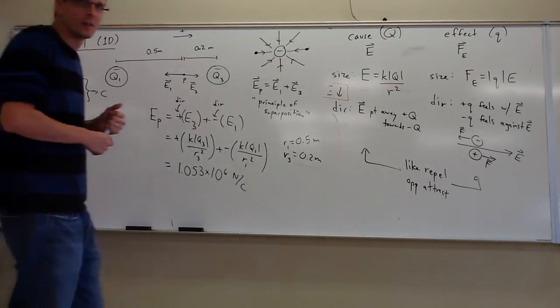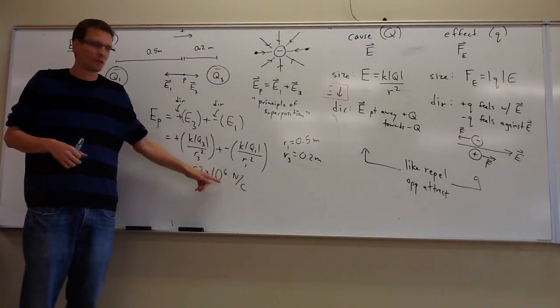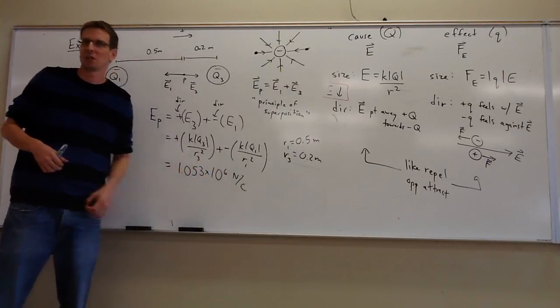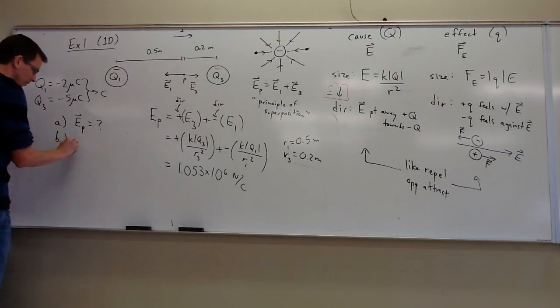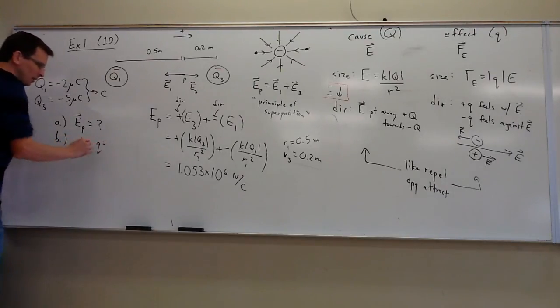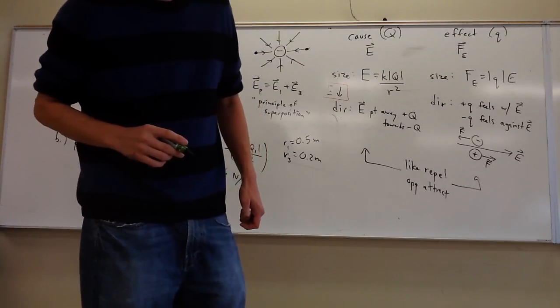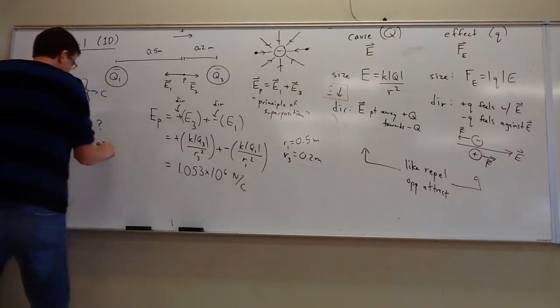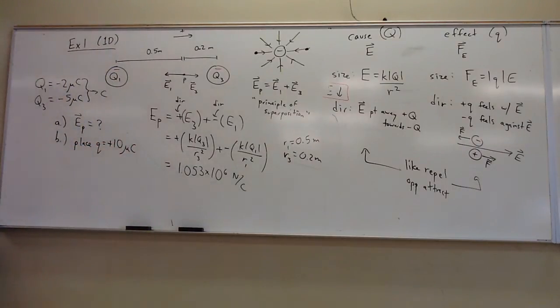Okay? You might say this seems like a lot of force, 1,000,000 newtons. Well, 1,000,000 newtons per coulomb. Remember, a coulomb is a hell of a lot of charge. So chances are you're not going to put a coulomb there in any realistic situation. In fact, I'm going to now place a Q equals positive 10 microcoulomb charge there. Okay?